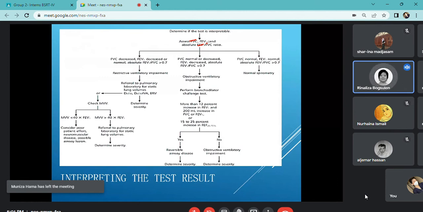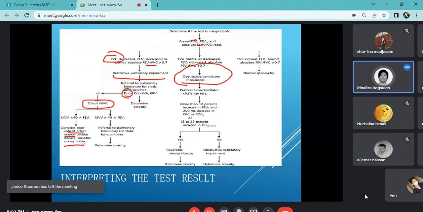Okay? So, what is the next step that you have to do? You can either go for your DLCO, okay? Or you have to go for your MVV. Okay? Na-check natin ang MVV natin. MVV is less than normal. Bumaba yung MVV mo. What are the possible scenarios? Poor patient effort. It can be a neuromuscular disorder o kaya pwedeng airway lesion.